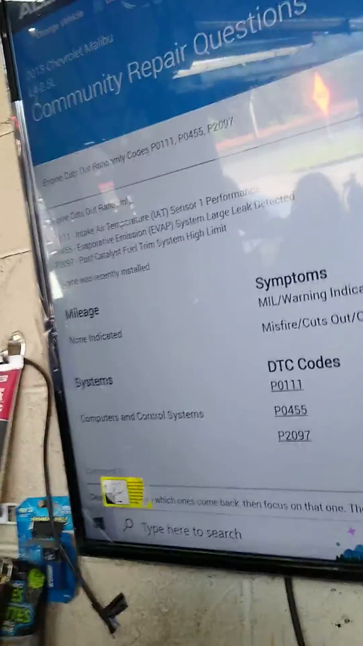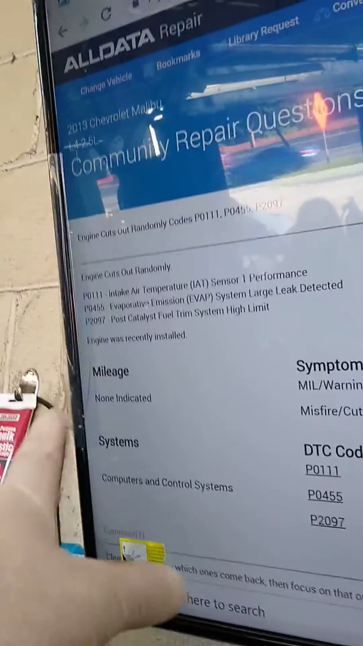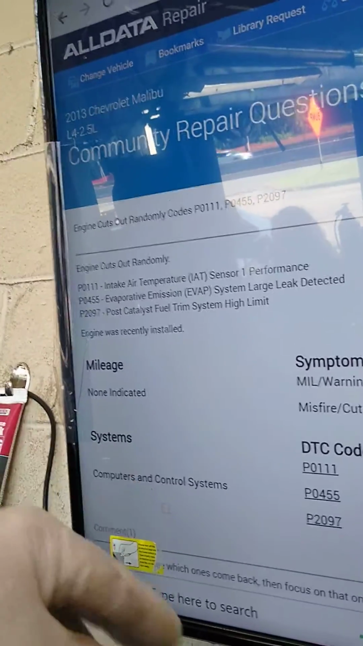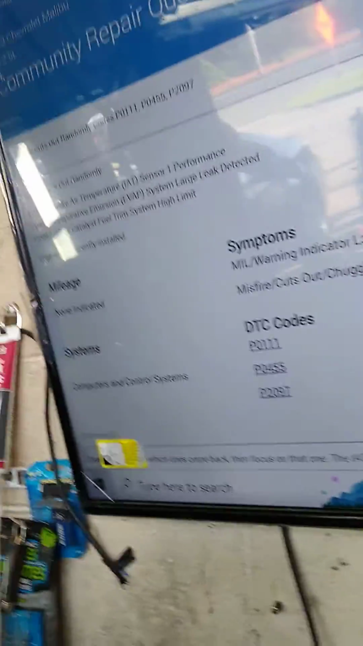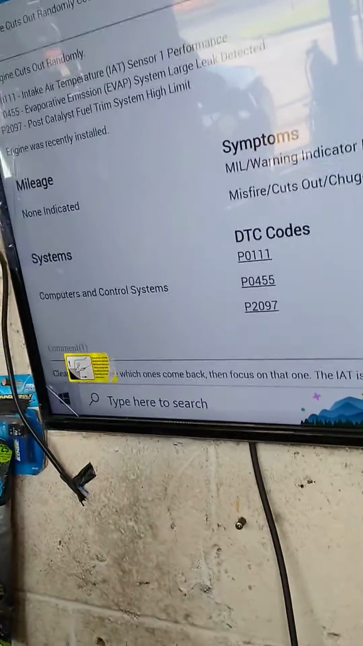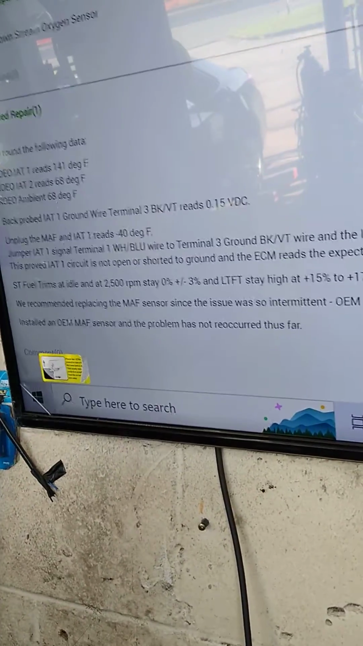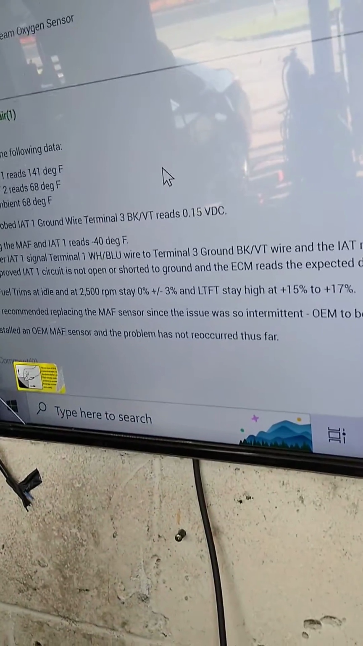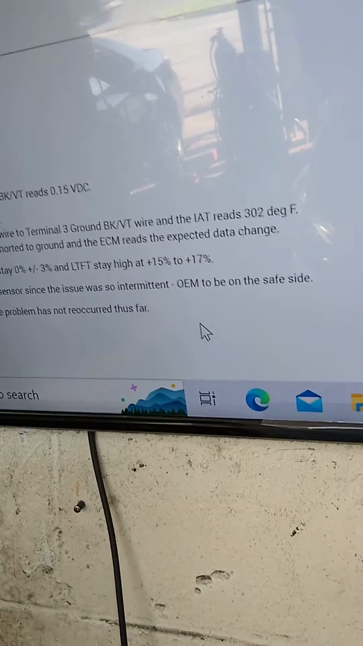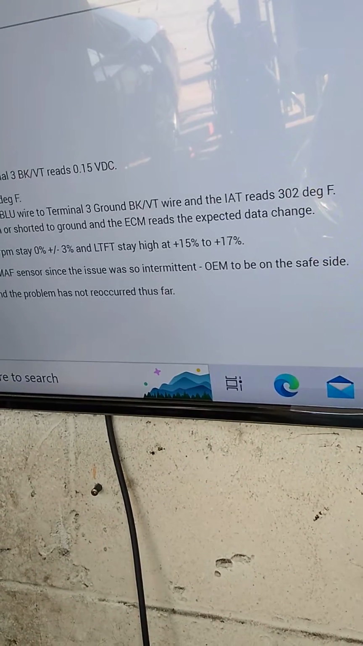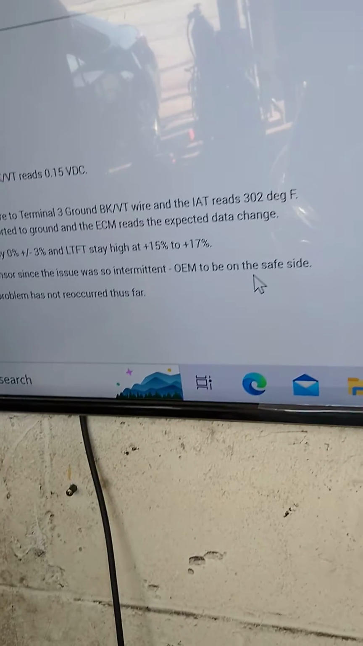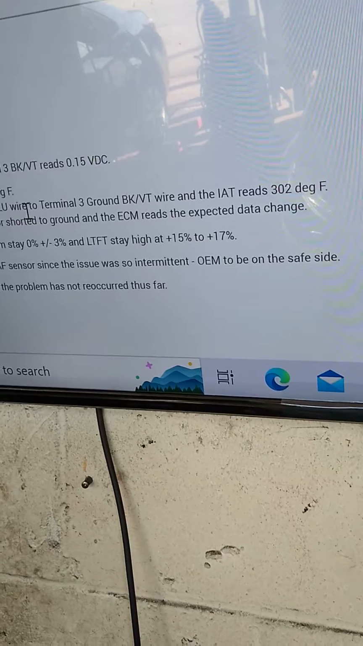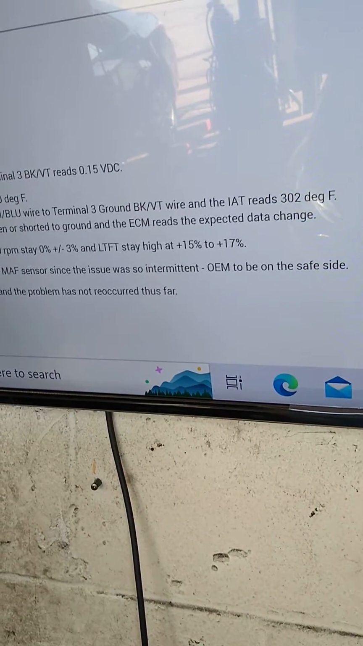but in freeze frame, it's not. So I went into all data and read some of their information. It says air intake temperature sensor code, and for that code, they're recommending replacing the mass airflow sensor along with the downstream O2. I verified the downstream O2 is okay right now. Just to be on the safe side, we recommend replacing the mass airflow sensor since it was an intermittent OEM. So I agree with that. The downstream O2 seems to be fine.